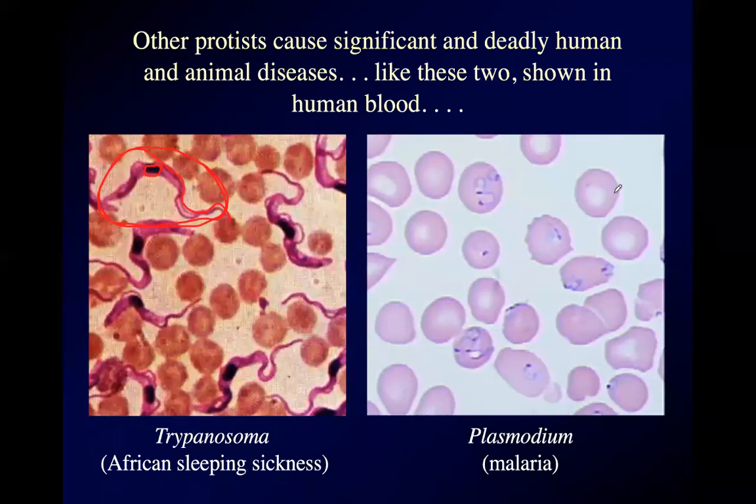And then on the right, these round pink things are human red blood cells. And looking inside some of these cells, they have these little purple blobs, some of which look almost like little rings. I'm circling some right now. Those are some very small protists in the genus Plasmodium. Those infect your blood cells and they cause the disease malaria.